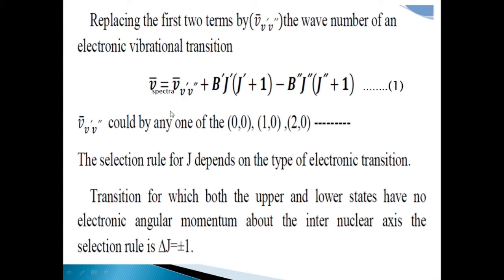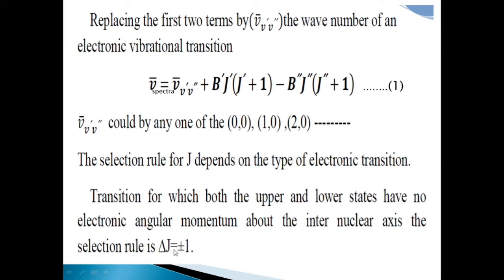The wave number corresponds to the electronic vibration transition, which could be any one of the 0,0 or 1,0 or 2,0 transitions. Okay. Next, we have to consider the selection rule. That means, what are the possible rotational transitions that may occur during an electronic transition? The two selection rules are there.